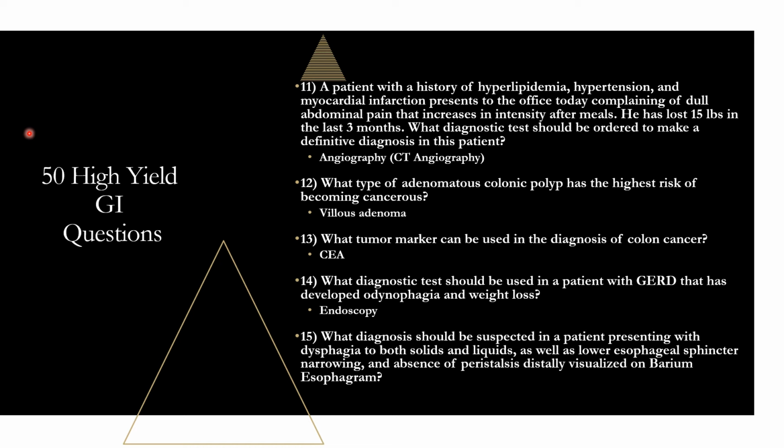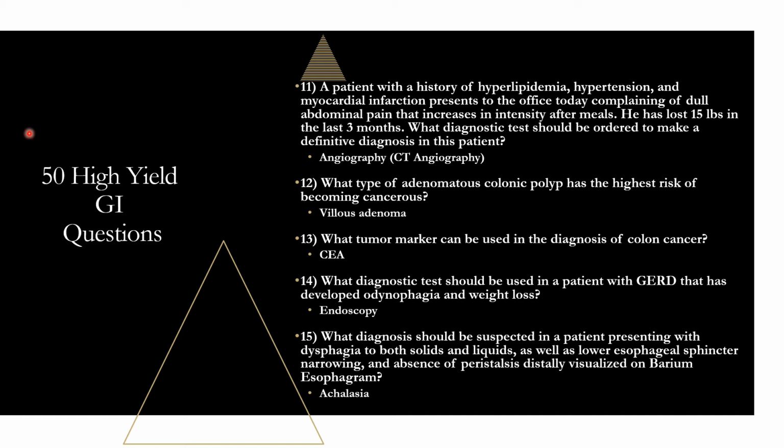Question 15, what diagnosis should be suspected in a patient presenting with dysphagia to both solids and liquids, as well as lower esophageal sphincter narrowing and an absence of peristalsis distally that's visualized on barium esophagram? So what diagnosis should be suspected? That's going to be achalasia.